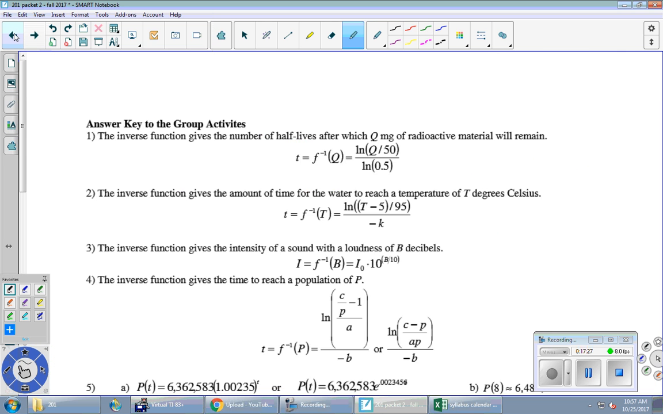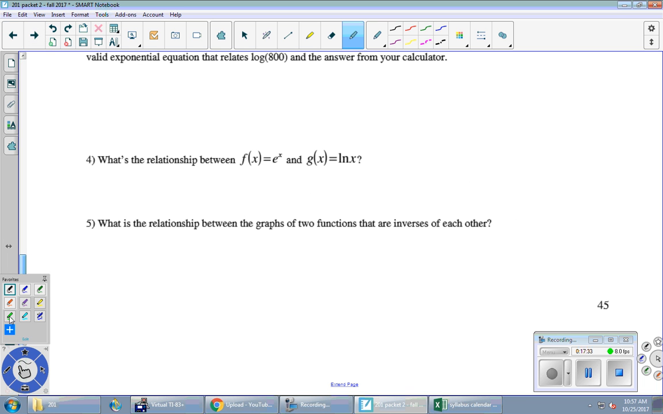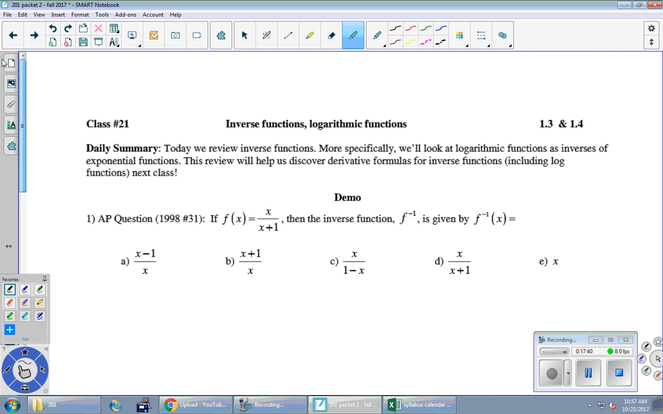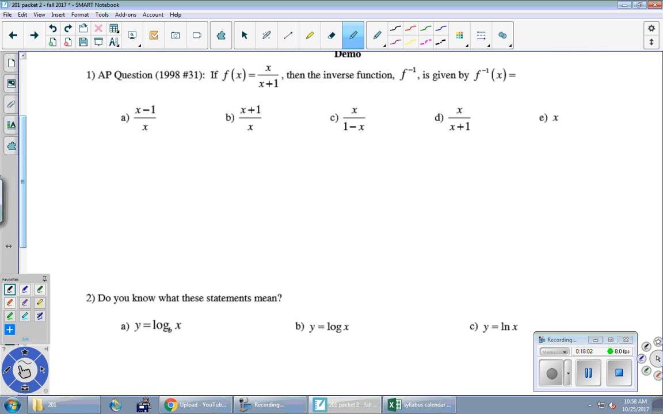Okay. All right. So that is all I wanted to say about that. Let's go back now to page 45. Okay, here we go on page 45. It says today we review inverse functions. More specifically, we'll look at log functions as inverses of exponential functions. This review will help us discover derivative formulas for inverse functions, including log functions next class. So that's where we're headed, derivative of log, derivative of ln. That's where we're going next class.